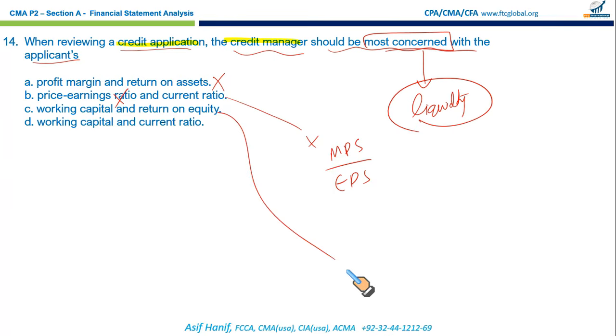Working capital and return on equity. First part is fine. It's a part of liquidity measurement, but the second part is not. Return on equity is a profitability ratio for owners. It's not the ability to pay debts. Exactly, that's what I'm interested in.